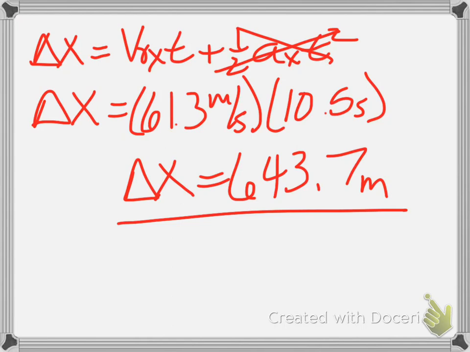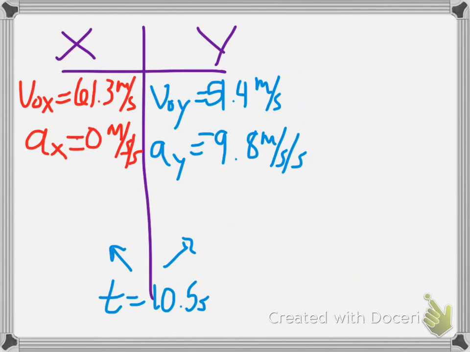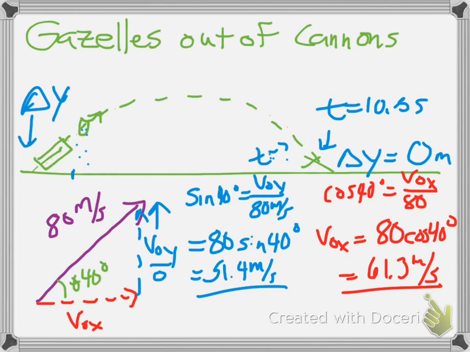All right, let's talk about our last one. So our last one is, how high does the Gazelle go? We want to know, how far up does he go? What is the delta y at this location, the highest point that it gets? Well, what do we know about that location? We know actually quite a bit of stuff about this location. If we just throw something straight up in the air, the y velocity is going to decrease until it gets all the way up to the very top, and then it's going to stop. So our velocity in the y direction up at the top is 0.